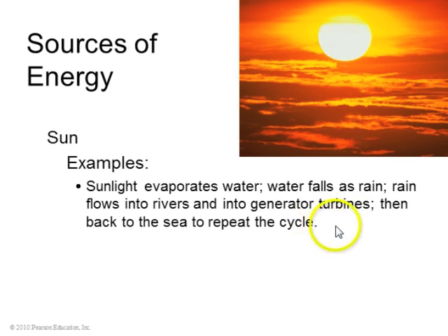As for sources of energy, our main source of energy is the sun, and there are lots of ways we can get energy from the sun. One is the water cycle. Sunlight comes down on the earth and uses its energy to evaporate water, which then falls as rain. Rain flows in rivers and into generator turbines, which gives us useful energy, and then that water returns to the ocean.